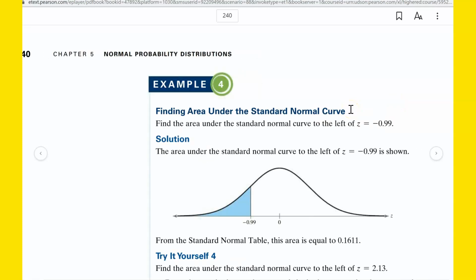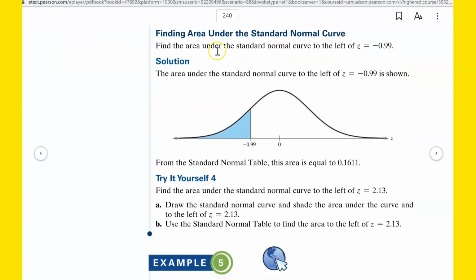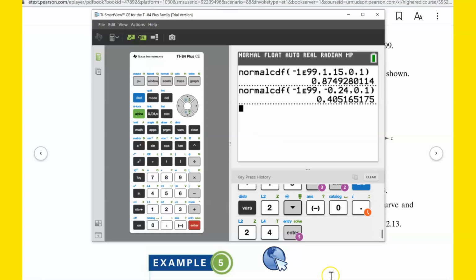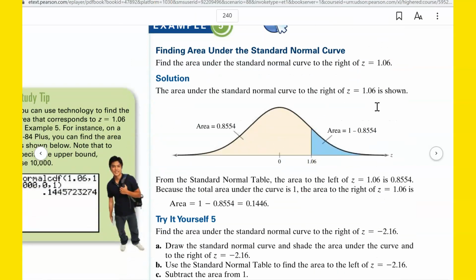Again, this is going to be way easier in the calculator. Find the area under the standard normal curve to the left of z equals negative 0.99. That's exactly what we just did. There's no difference in what we've already done, so I won't bother to do that one. But this one's going to be a little different.